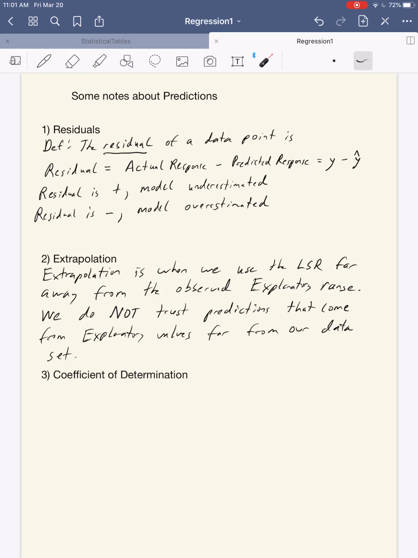All right, the last thing we're going to mention is the coefficient of determination. So we're going to give a definition here.